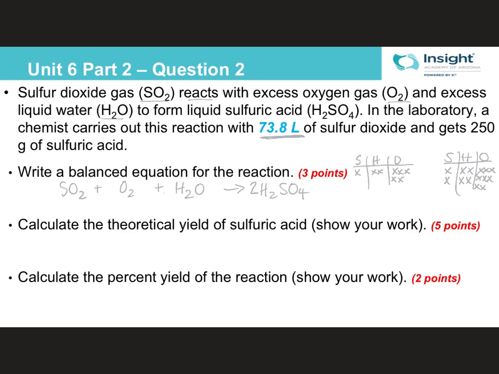So now, let's see how I can fix these other things. I'm going to need to make 2 of these. That's going to make it so that I have 2 sulfurs, and then I'm going to have 4, 5, 6, 7 oxygens. And then I need to make it so that I have 4 hydrogens. So if I put a 2 there, that's going to give me 4 hydrogens. And then total I have 4, 6, 8 oxygens. Oops, I already drew too many. All right. So there's your balanced equation.